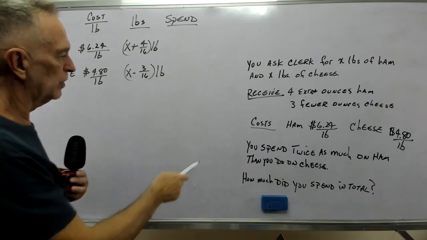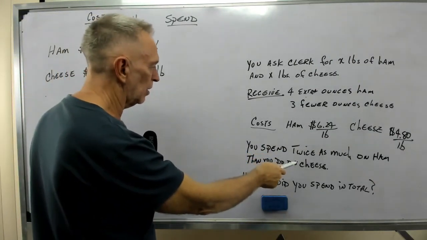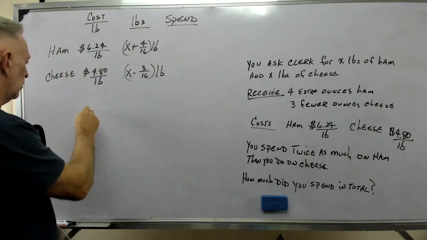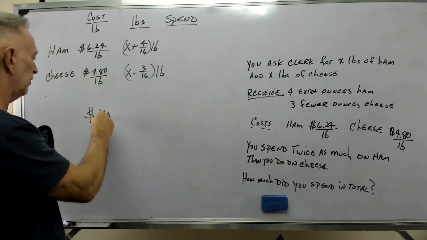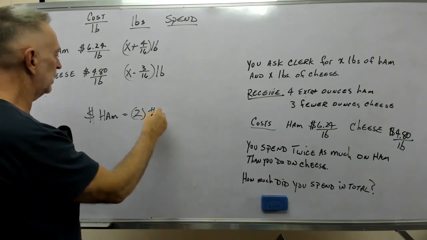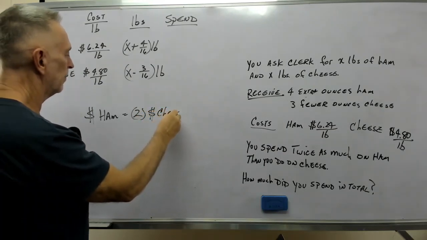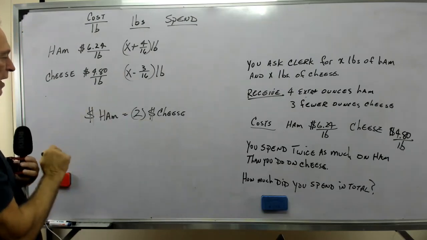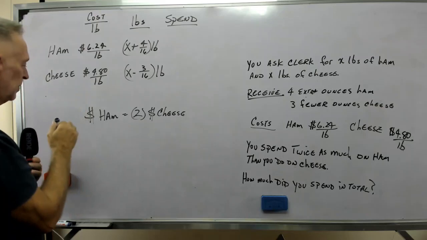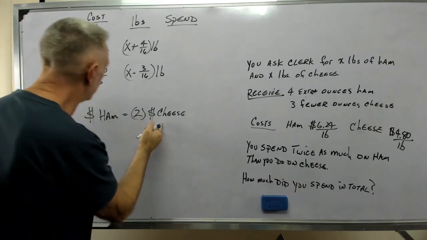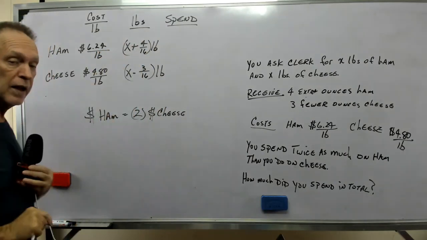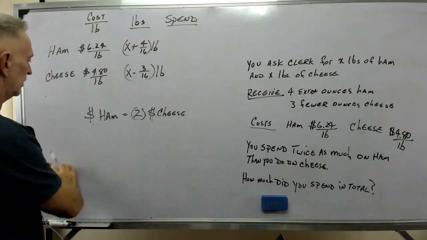Now it says we spent twice as much on the ham than we did on the cheese. So if I have some value of the ham, it equals 2 times whatever the total spend was for the cheese. That's what that's telling me. So the question becomes, what did I spend on the ham and what did I spend on the cheese? My spend is this times that for the ham.